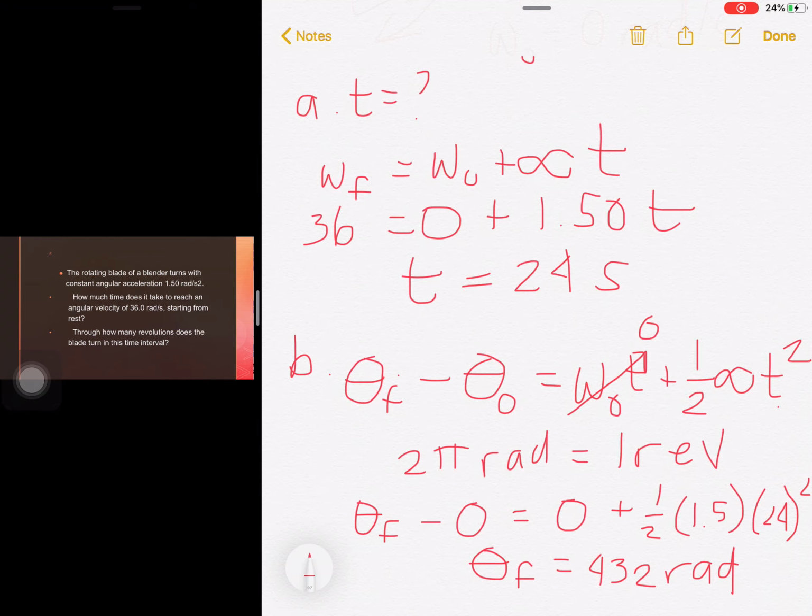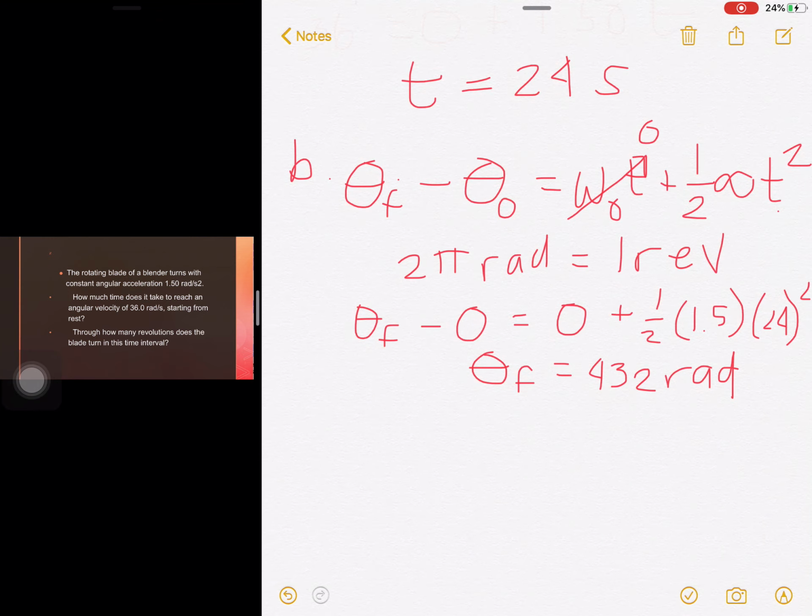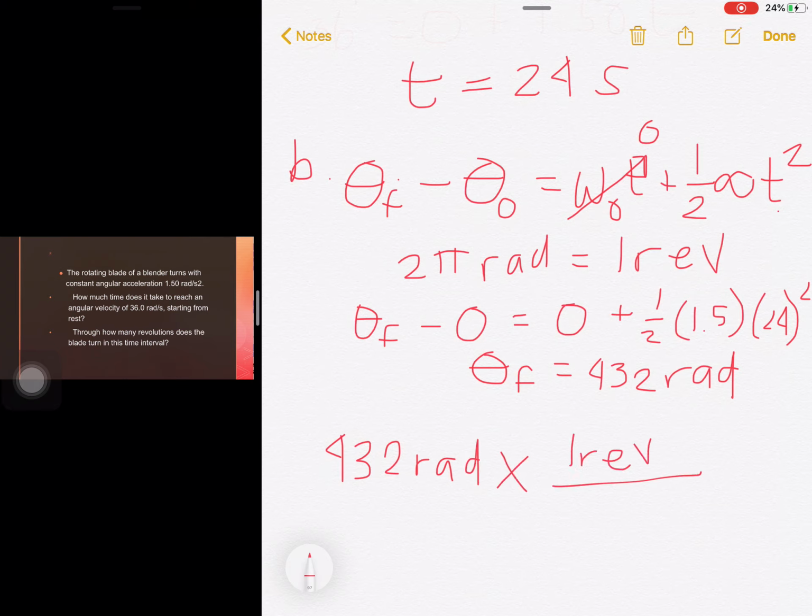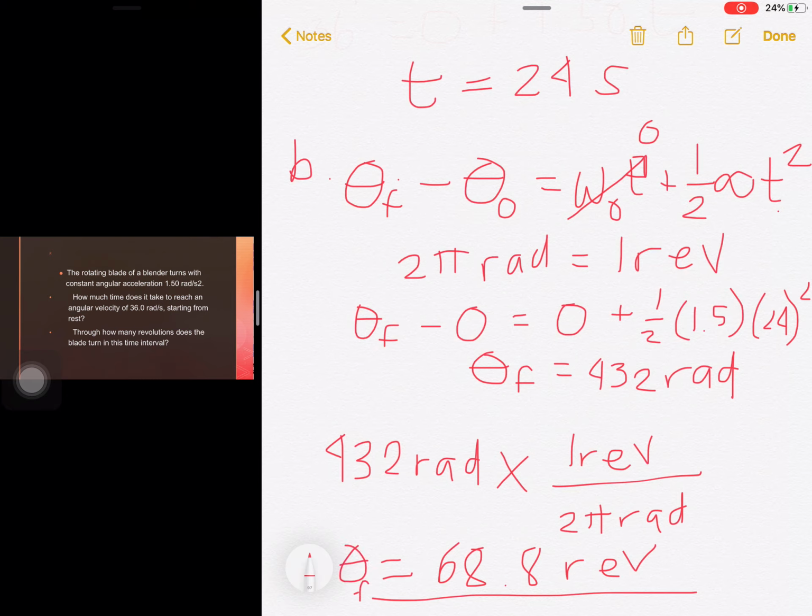Okay, now again, that is not the question. You are being asked to find the number of revolutions, so we still need to convert. So converting 432 radians using your factor, so 1 revolution is equivalent to 2 pi radians. Okay, calculating, you will have 68.8 revolutions. Okay, and this is now your answer.